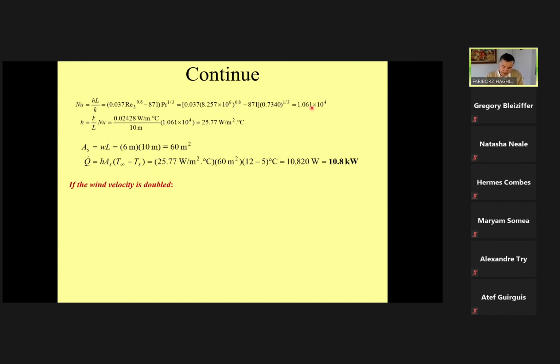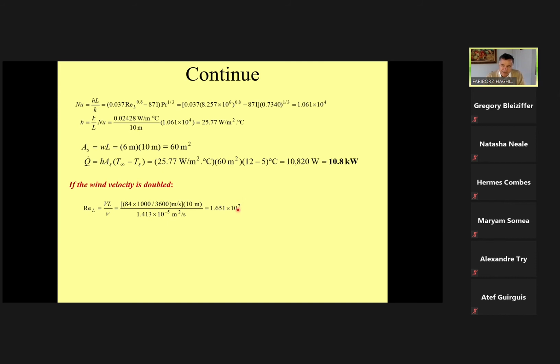Again, if we go back, the first thing we have to do is calculate the Reynolds number. Therefore, when you double the velocity, your Reynolds number will be double. Because the length and characteristic length are the same, the only thing you increase is the velocity, so you expect the Reynolds number to become double. Your Reynolds number now becomes definitely this value.